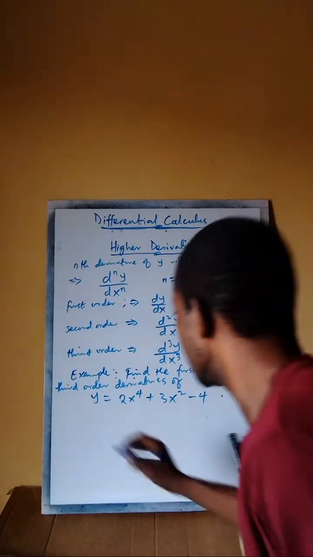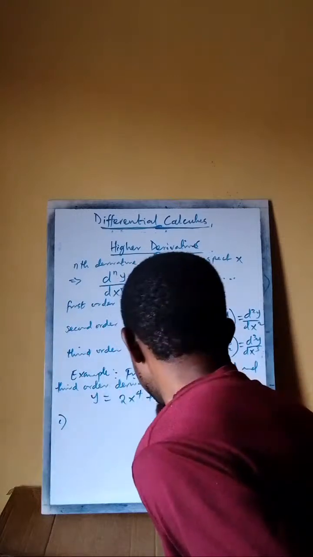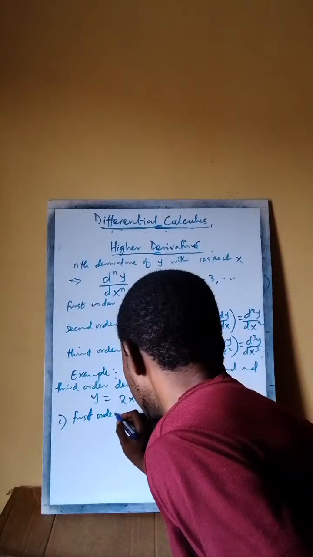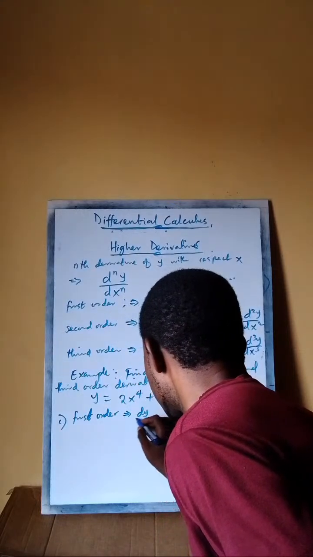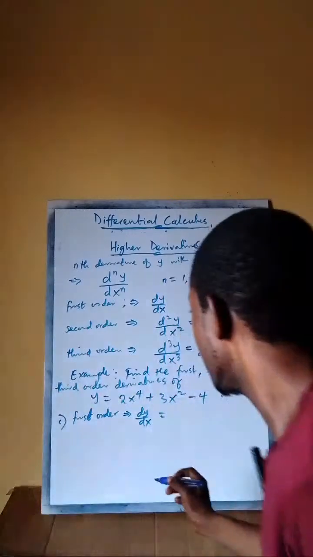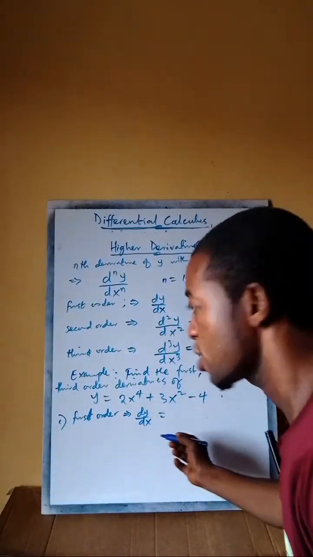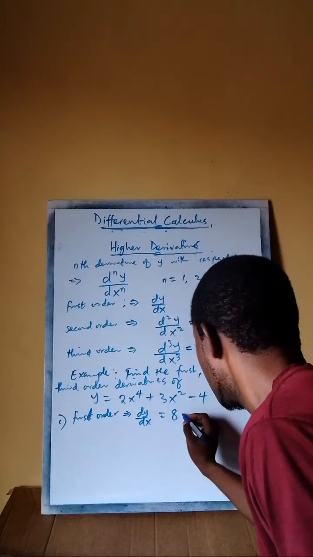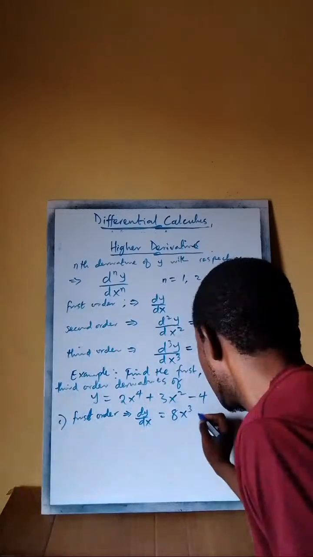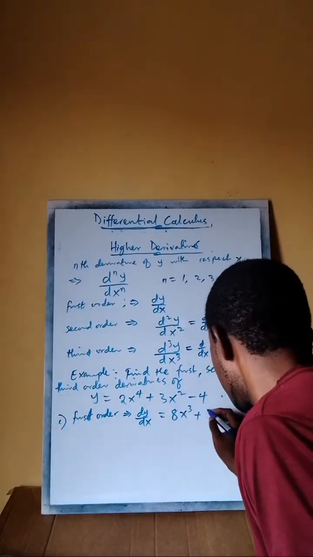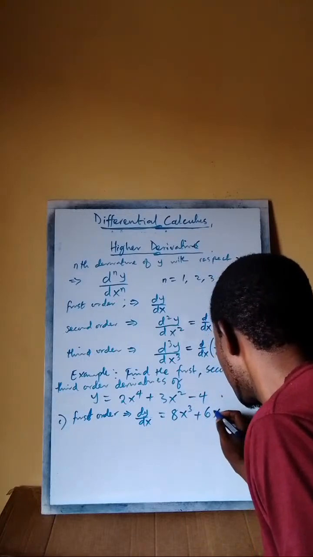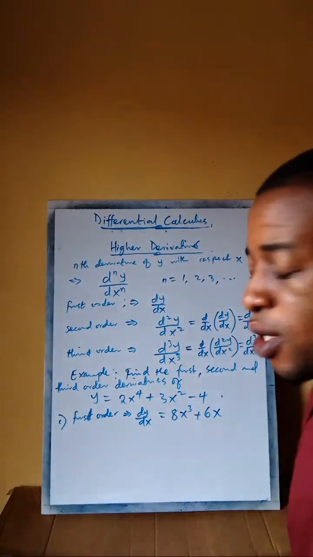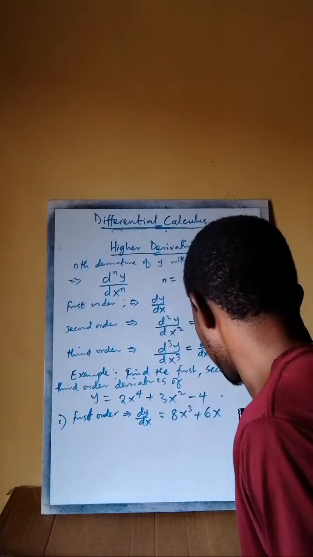The first order derivative, which is the same thing as dy/dx, will be equal to, when we differentiate with respect to x, 2 times 4, that's 8, and subtract 1 from the power, that's x raised to power 3. Then plus 3 times 2, that's 6, subtract 1 from the power, that remains x raised to power 1, which is x. And the derivative of the constant 4 is 0. So here we have the first order derivative.